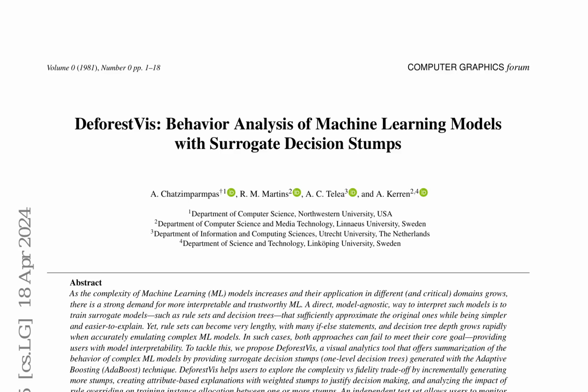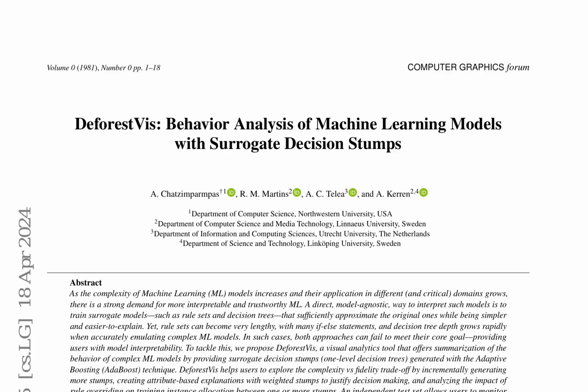By visually examining surrogate models, developers can gain insights into how these surrogates represent the original model, which can lead to better model optimization. DeforestVis is a visual analytics tool designed to aid in the analysis of complex, black-box machine learning models. It utilizes decision stumps from the AdaBoost algorithm to create surrogate models that approximate the behavior of a target model, providing users with an interpretable alternative.